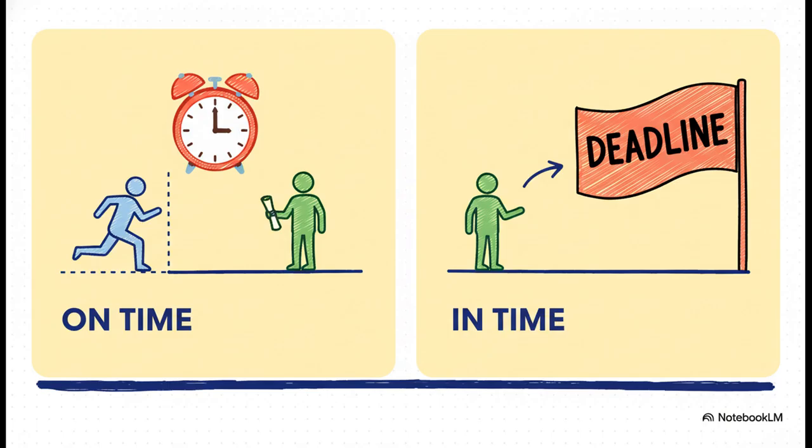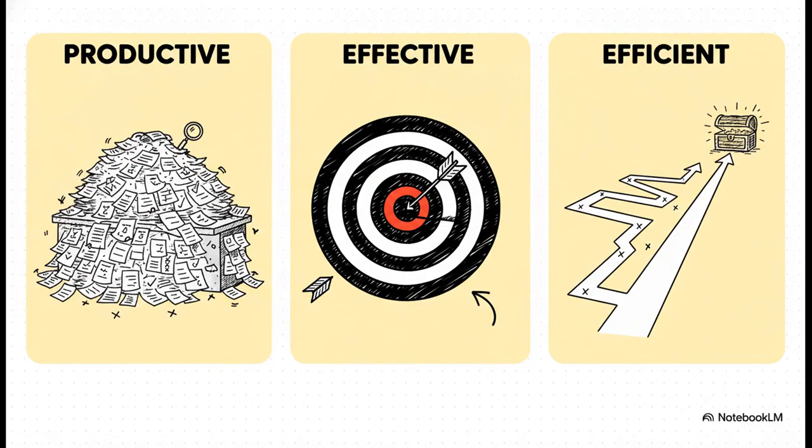On time means punctual, exactly at the scheduled moment, like 10 a.m. sharp. In time means early enough, with some room to spare before a deadline. Confusing these two can totally change the meaning of a status update. Okay, here are 3 words that leaders need every single day.